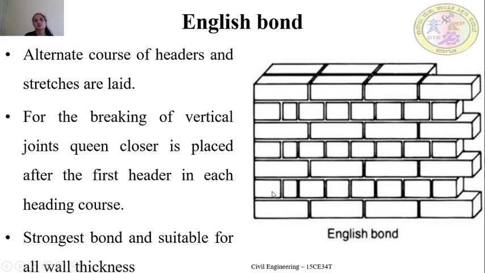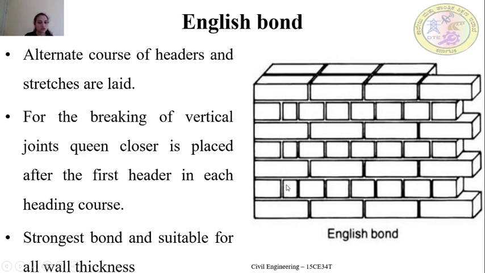So on top of it, this is the header course now. So we can place 2 headers here. What happens if we place 2 headers? If we place 2 headers, the joints will come one over the other. So to break that vertical joint, we are utilizing the queen closure.